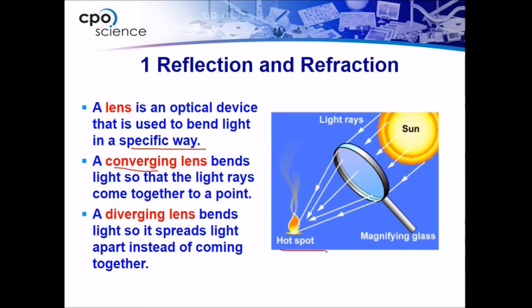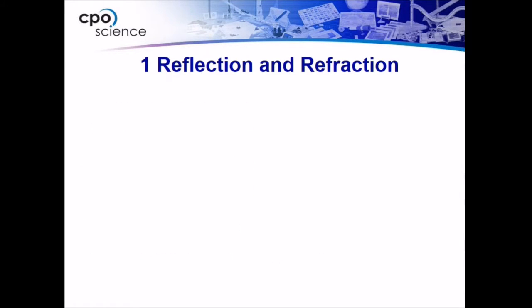This is an example of a converging lens. These are the light rays, this is the magnifying glass. And see how, when we converge all the energy or light, the energy becomes so high that the paper catches fire.